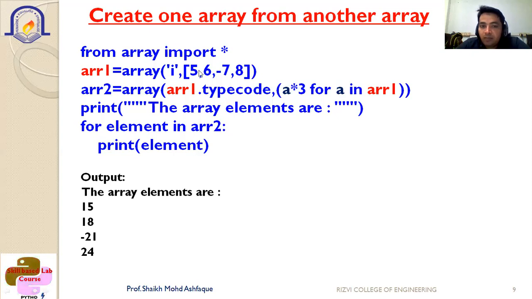The first element is 5, it is multiplied by 3, 15. 6 multiplied by 3, 18. Then 7 multiplied by 3, 21, and then minus 21. And then 8 multiplied by 3 is 24. So you can see the output. But here you should understand the third line of the code, how it is utilized. ar2 equal to array. Then we are using the reference of array arr1.typecode. Basically, we are trying to use the same type code which is defined in arr1. That's why in arr2 there is no need to write it. So here we have created one array from the other.